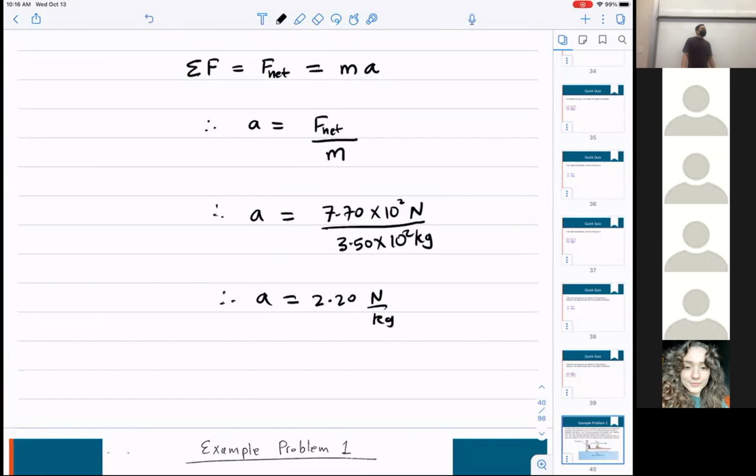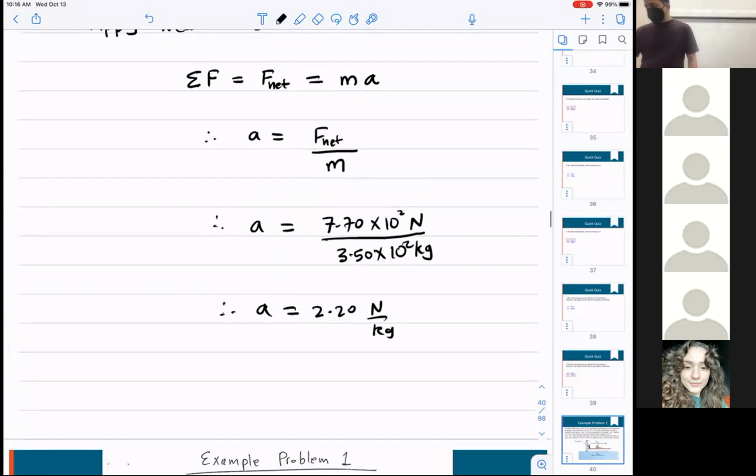And what are the units of acceleration that we're familiar with? It's meters per second squared. And we can see that newtons per kilogram is the same as meters per second squared, because you can see that a newton, there's a question.